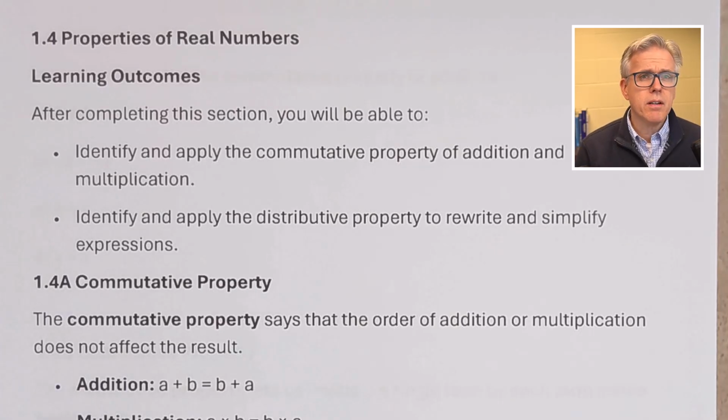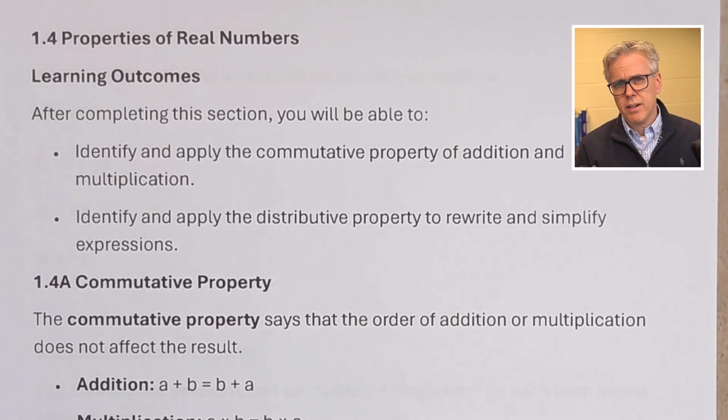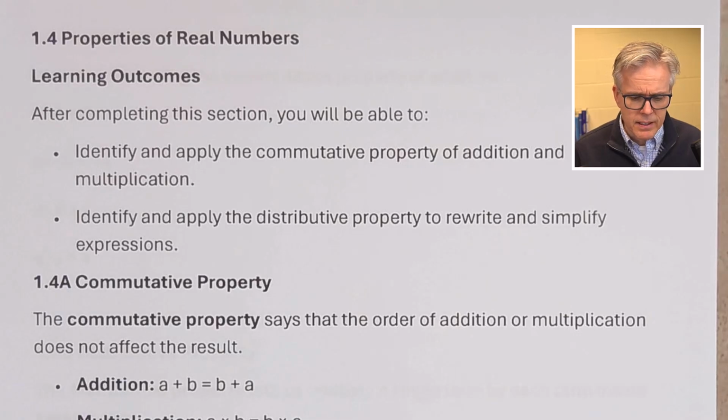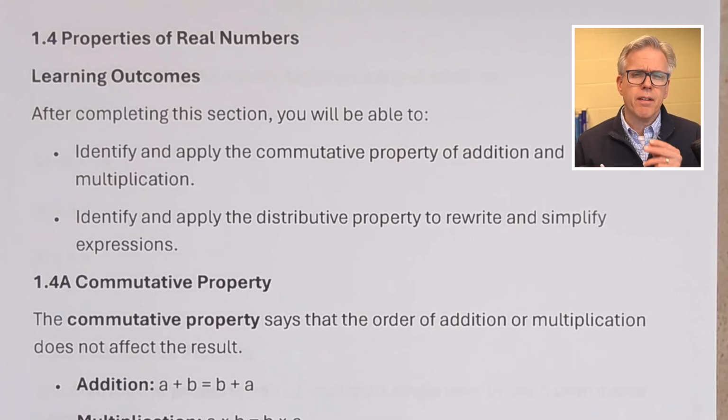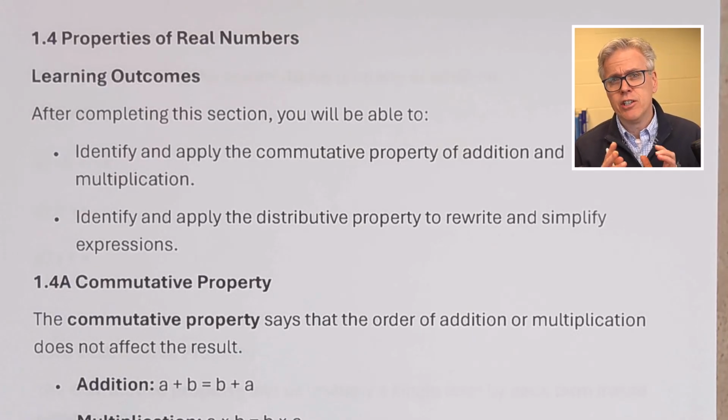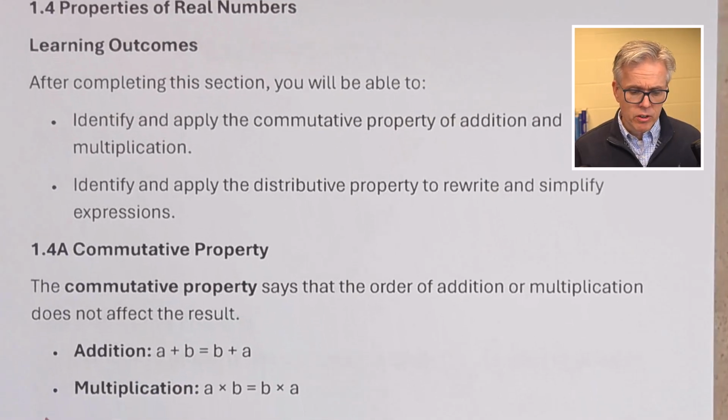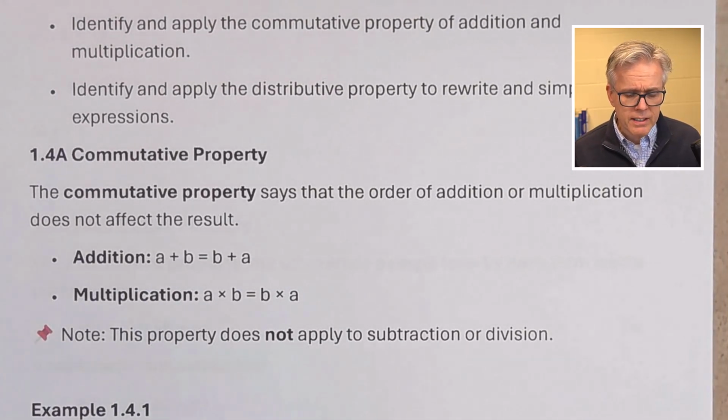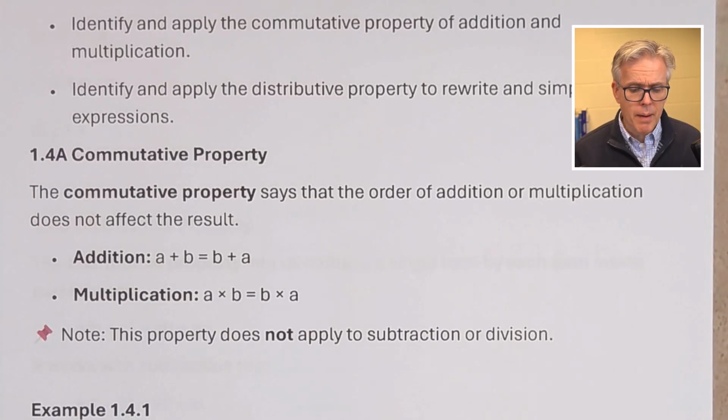Okay, we're continuing our study on the properties of real numbers. After completing this lesson, you're going to be able to identify a couple of main properties. The first one is the commutative property of addition and multiplication. The second is to identify and apply the distributive property to rewrite and simplify expressions. So let's start with the first one, the commutative property of addition and multiplication.